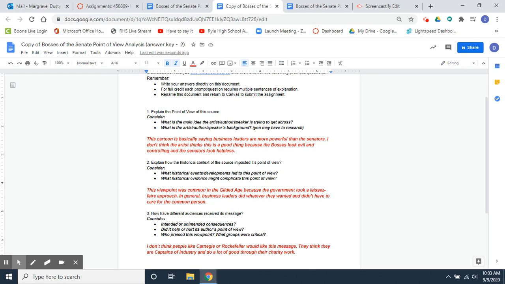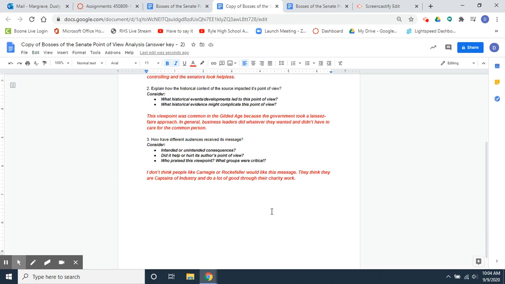Laissez-faire, business leaders not seeming to care. There's not a lot there about contradictory evidence or alternate viewpoints. But it gives me a little bit of context. Oh, this is a Gilded Age cartoon, laissez-faire led to this. So again, that's right. It's not necessarily mastery or exemplary, but it's getting there.